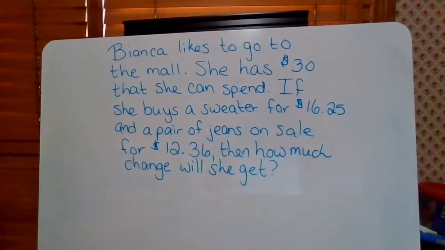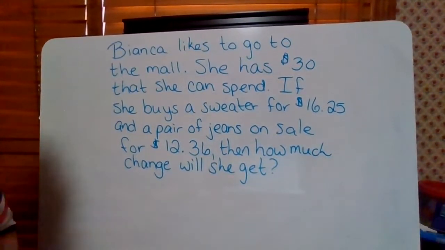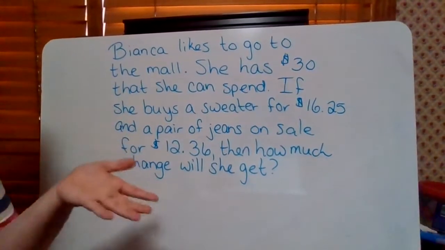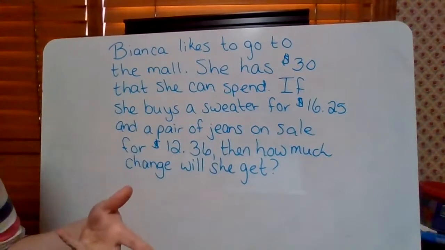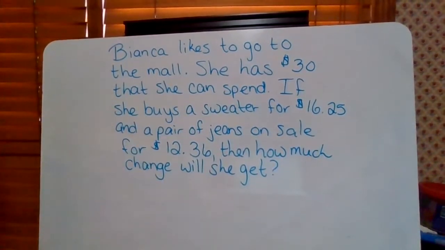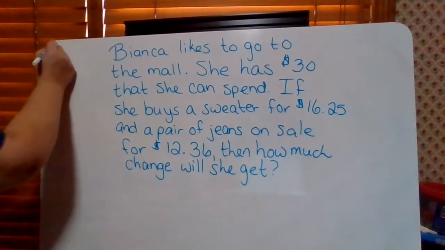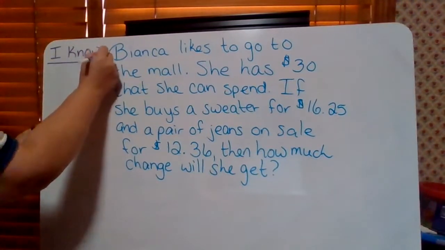All right, so Bianca likes to go to the mall. She has $30 that she can spend. If she buys a sweater for $16.25 and a pair of jeans on sale for $12.36, then how much change will she get? All right. So on your worksheet, it's set up like this. It says, what do I know? What do I need to know? All right. So if we want to do it that way, then what do I know?